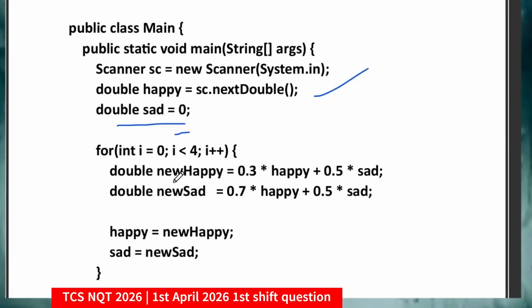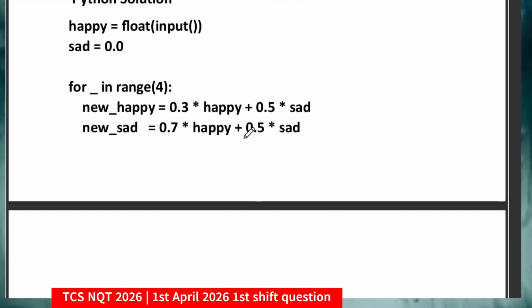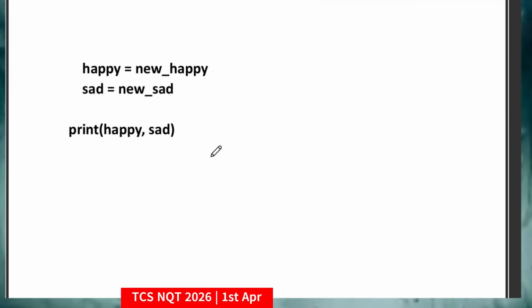Same things: double new happy equals 0.3 into happy plus 0.5 into sad, and double new sad equals 0.7 into happy plus 0.5 into sad. Friends, just go through the PDF which I will provide you and you will get clarity. It is not that hard a question. In Python, you can go through it, same things I'm doing here. Here I'm using range 4, which is what we do with a for loop in C++, but here we use range.